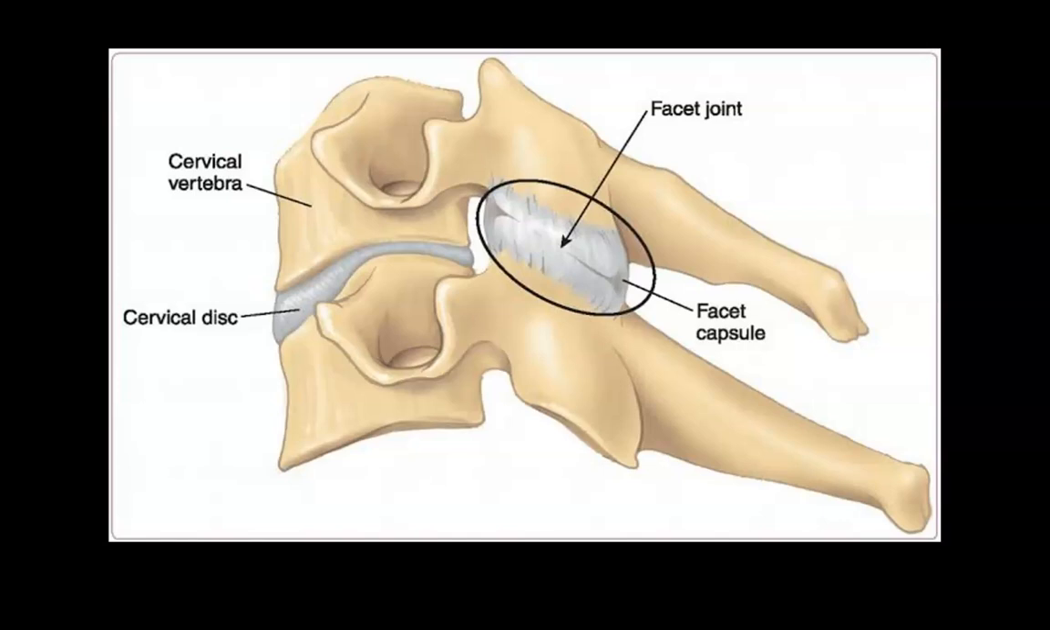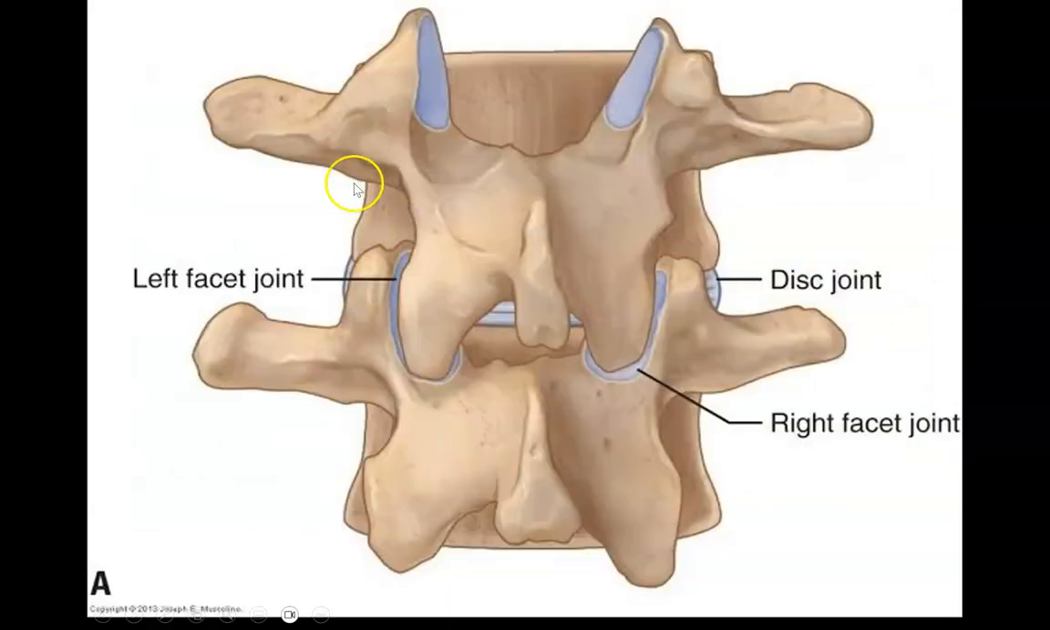Here you see a lateral view of a typical cervical vertebra and the facet joints. This is the inferior articular facet of the vertebra above with the superior articular facet of the vertebra below forming the joint, and here is the disc joint. And here is the posterior view of the cervical vertebrae.